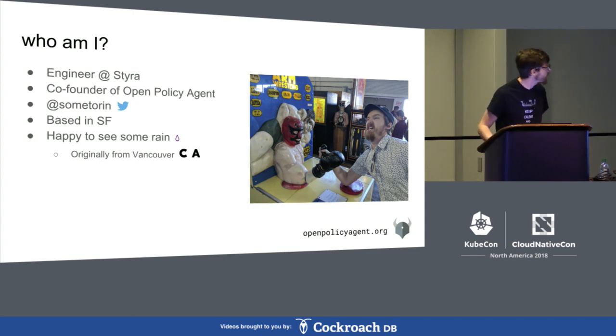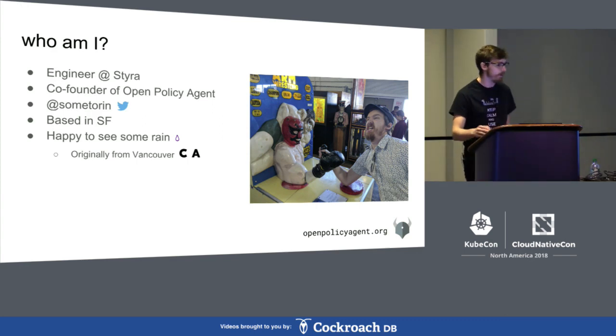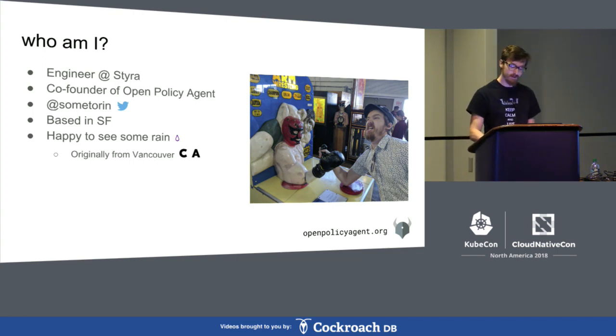The Unicode for the Canadian flag and the rain droplet didn't seem to show up properly, but I'm happy to be in Seattle and see some rain for once because there are no seasons in the Bay Area.